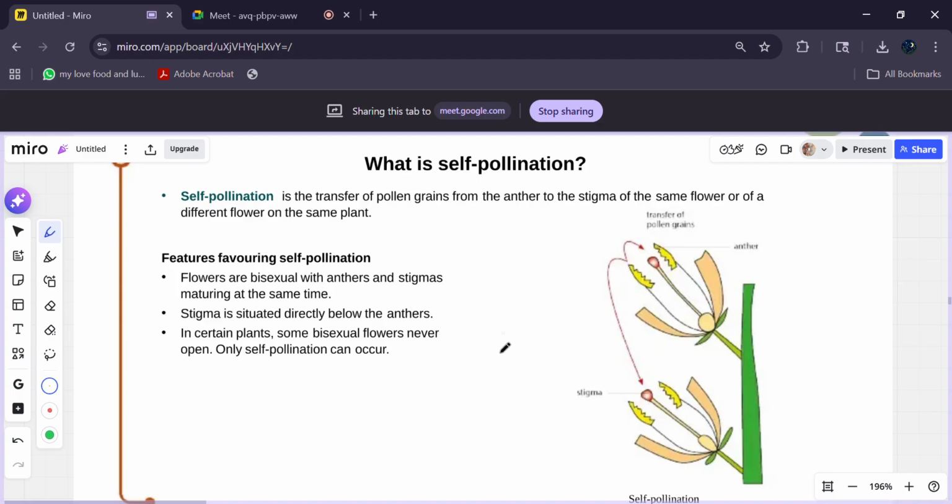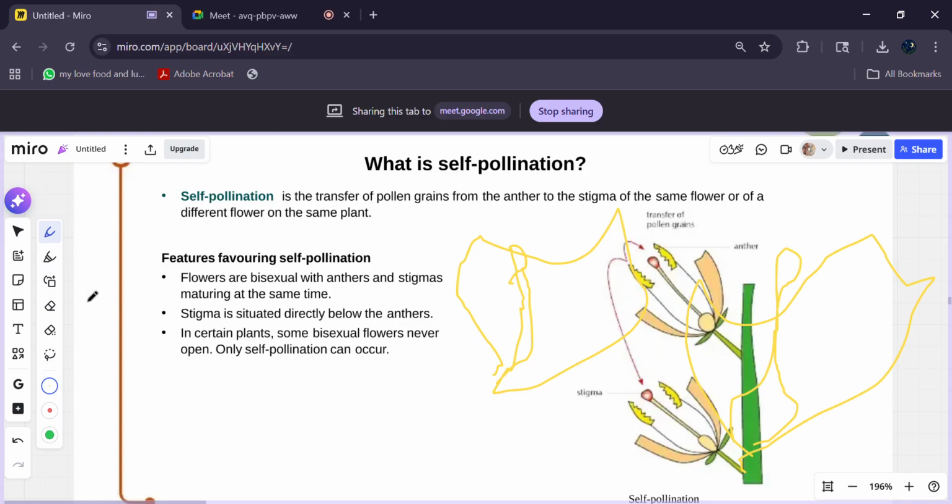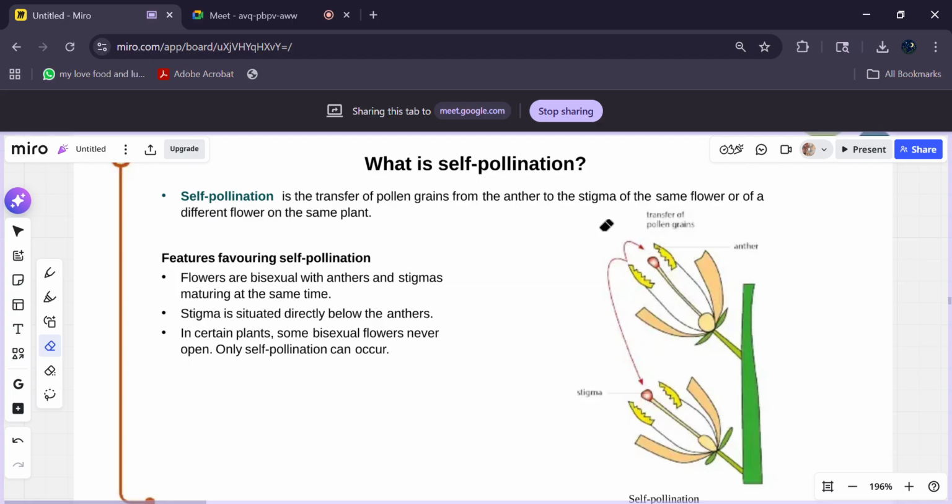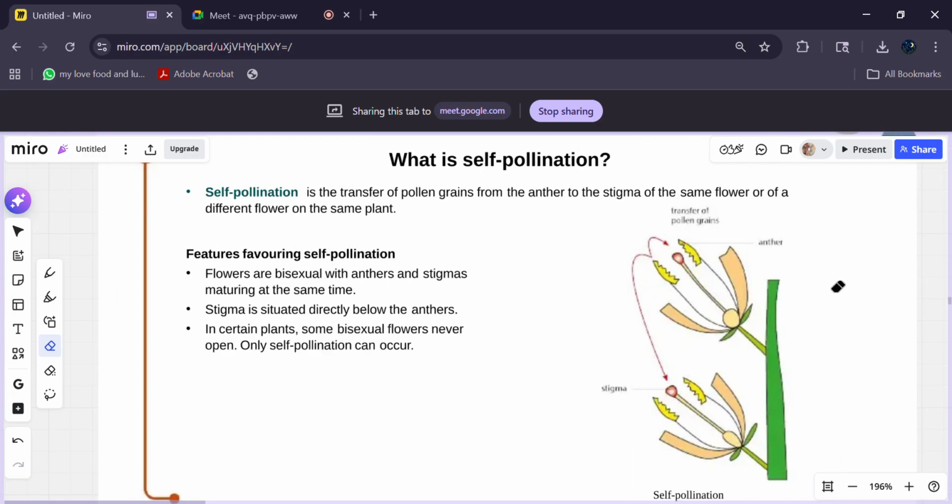So let's say a flower here has the anther and the filament, and another flower, the same type of flower, same variant, has the stigma and ovary. Self-pollination is the process of moving the pollen grains of an anther to a stigma using the same variety of plants, using the same type of flower, though different flowers.